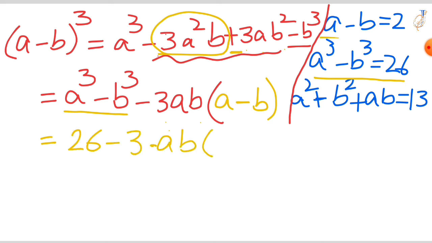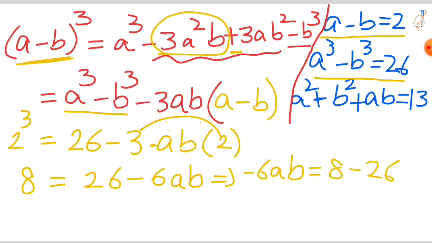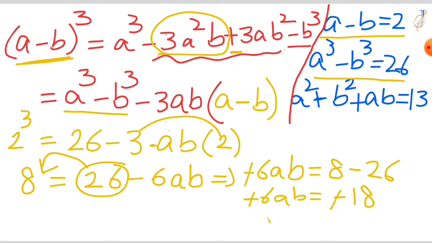Then the a minus b value is 2, so here also you can substitute 2. Then 2 cube value is 8. That is equal to 26 minus 6ab. Minus 6ab is equal to 8 minus 26. This constant I send to the opposite side, then it becomes minus 26. So this value is minus 18. Here minus gets cancelled. Then the ab value is 18 by 6, that is 3.